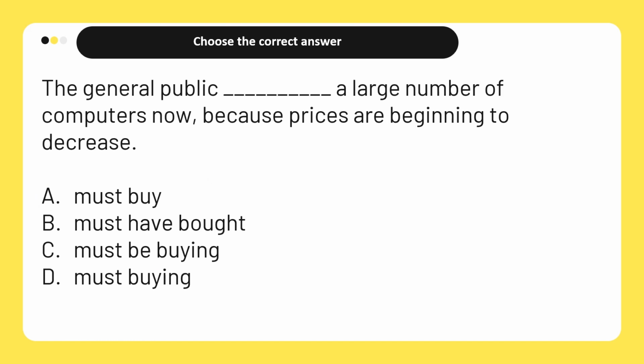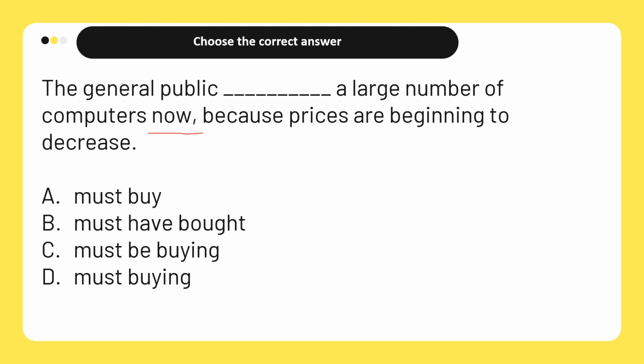The general public, blah blah blah, a large number of computers now because prices are beginning to decrease. Again, think about if it's in the past, at the present, or it repeats. Here it says clearly, now. That's actually the most important clue that we need from a sentence.